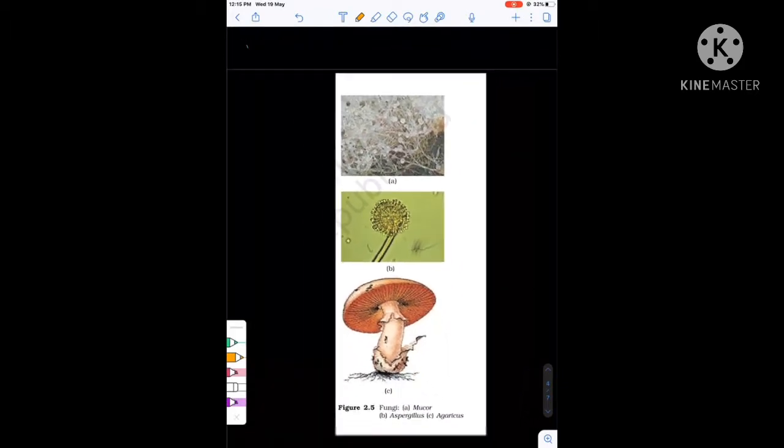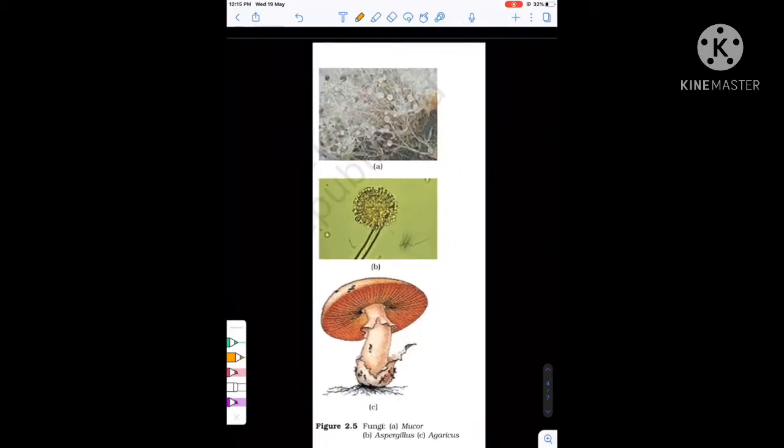Now here also, these are not so important, but you have to have a look because this diagram can be given in the question paper and you have to identify. This is Aspergillus, this is Mucor, and this is Agaricus. So you have to identify.